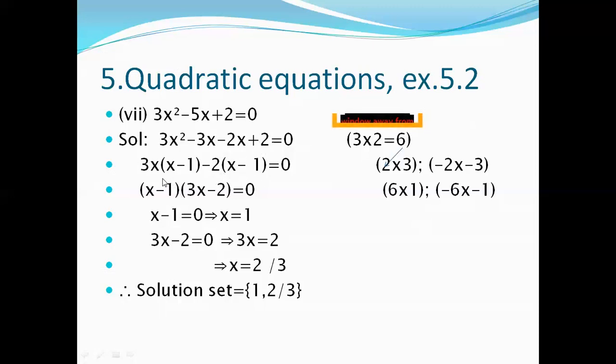Now in these two, what is common? x minus 1 is common. So take x minus 1 common. Here leftover is 3x. Here leftover is minus 2. So it's x minus 1 into 3x minus 2 is equal to 0. When x minus 1 is equal to 0, then x will be 1.